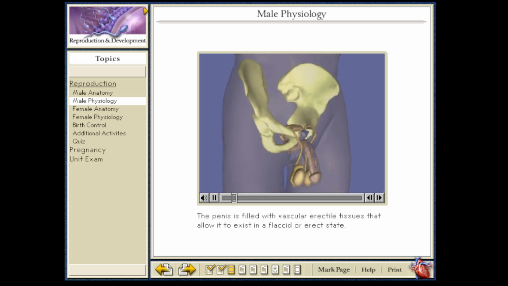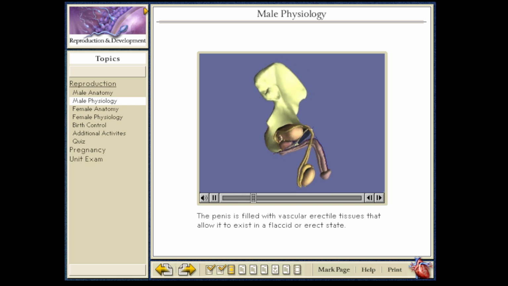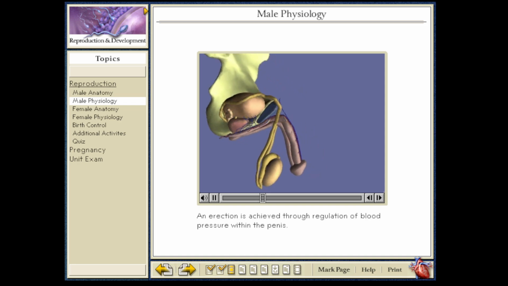The penis is filled with vascular erectile tissues that allow it to exist in a flaccid or erect state. An erection is achieved through regulation of blood pressure within the penis.